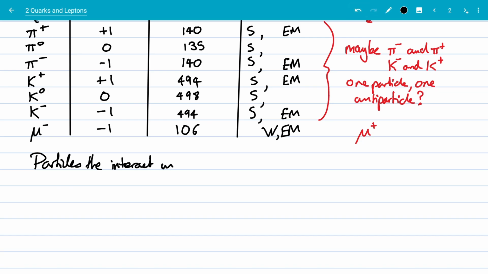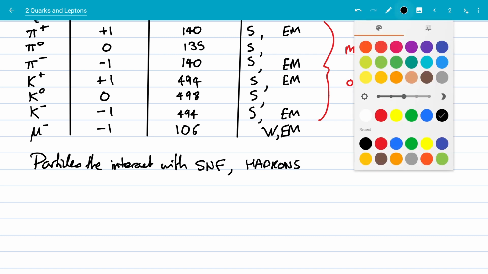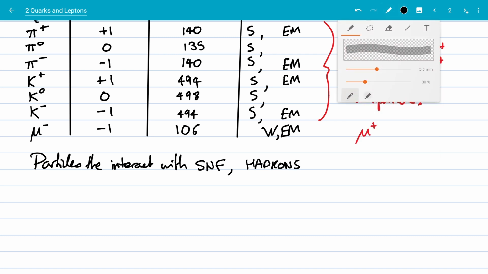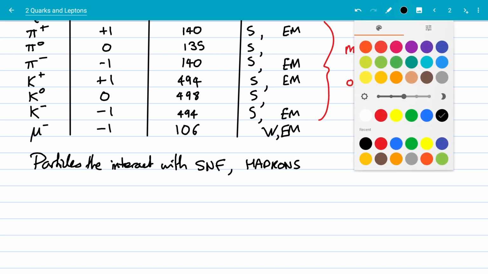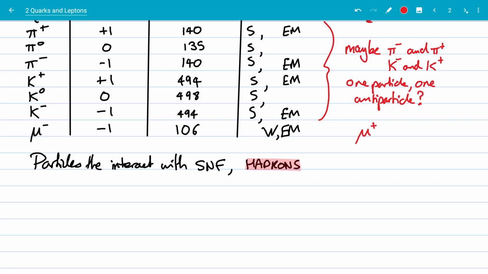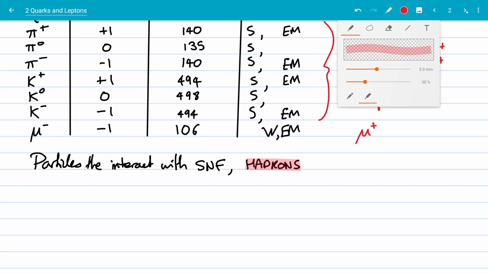Interact with the strong nuclear force. We have a special name for them now. Hadrons, or hadrons if you prefer, which I don't. Hadrons. That is just what we call these particles. That is it.